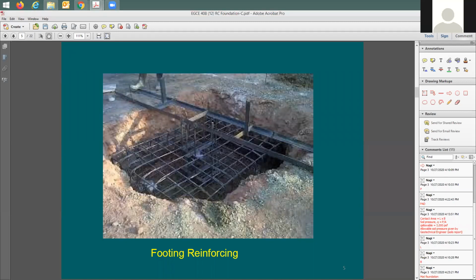Professor, what are dowels? Could you explain a little bit more? I'm kind of confused. So they're just continuations to connect with other, like a column that would be placed right there.